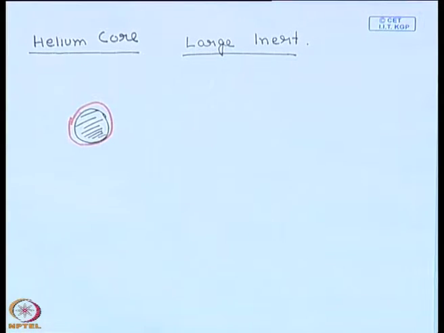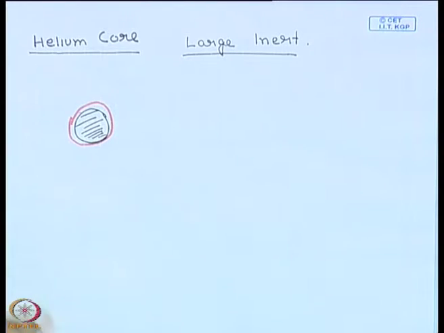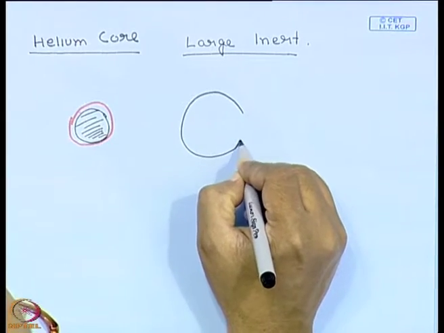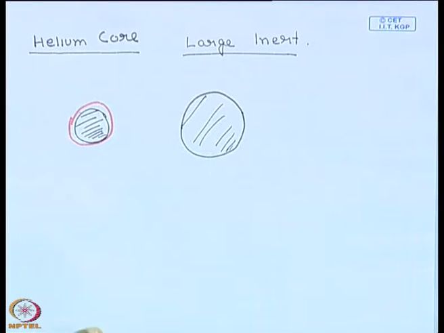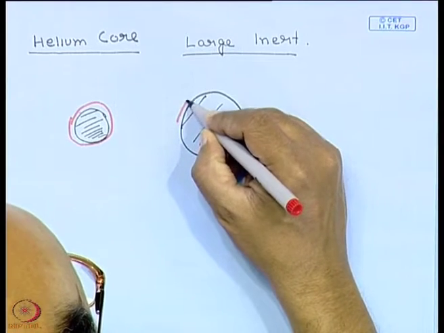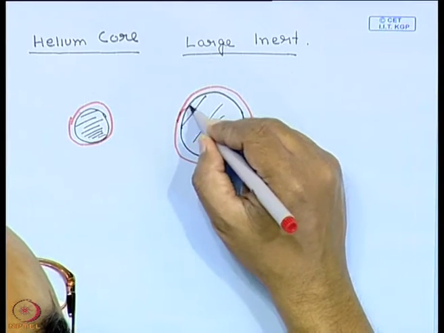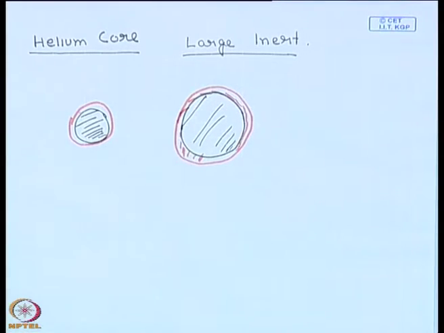Now, as time progresses, this hydrogen burning shell burns out more of the hydrogen into helium. So, this gets bigger, the core gets bigger, and the shell also gets shifted and grows. Okay. So, this is what happens.